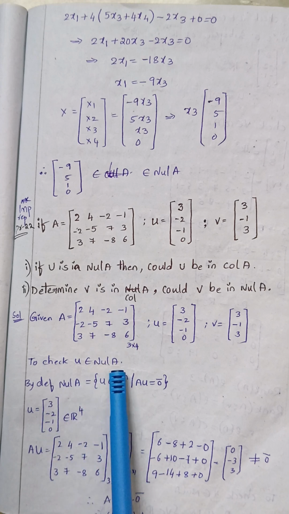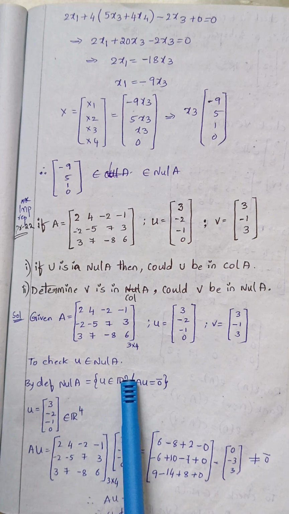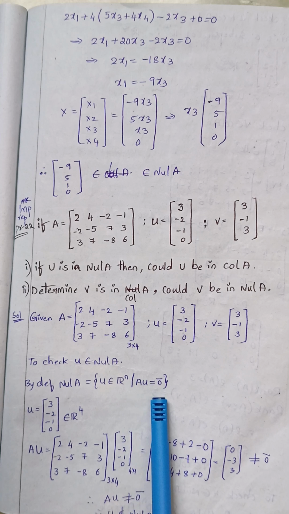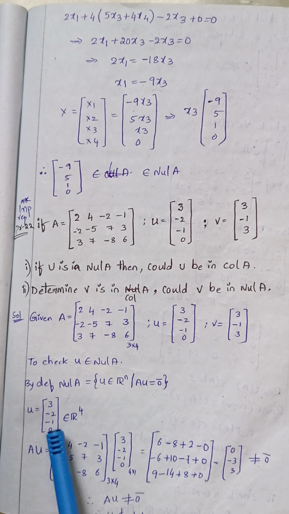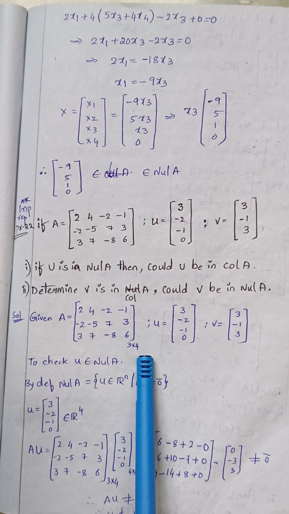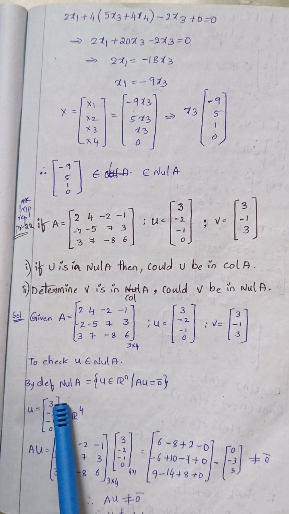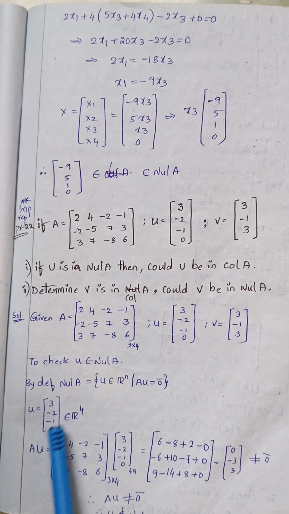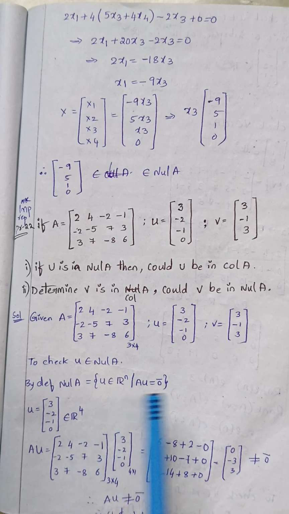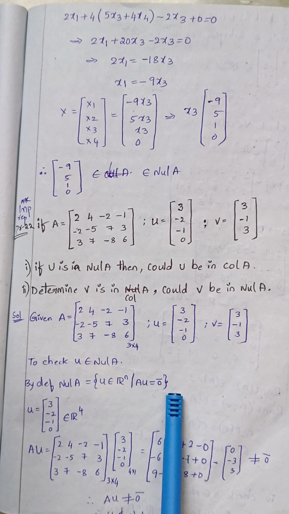Any vector that belongs to Null A must belong to R^n, and also satisfy A U equal to 0 bar. Obviously, it has 4 entries, right? R^n means R^4 here, so it must contain 4 entries. It already contains 4, so it belongs to R^4. We only need to verify the condition AU equal to 0 bar.